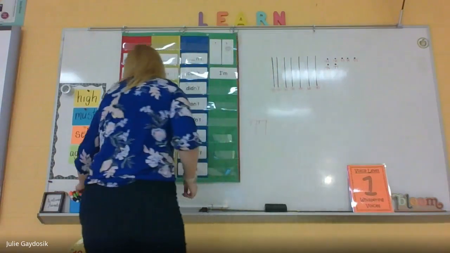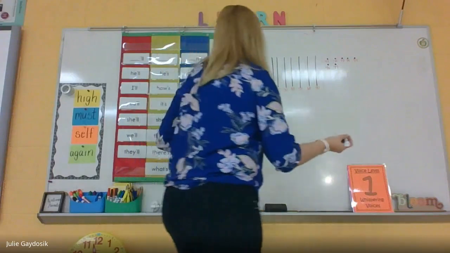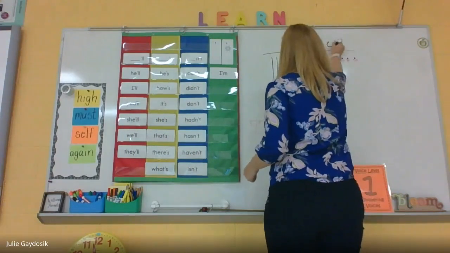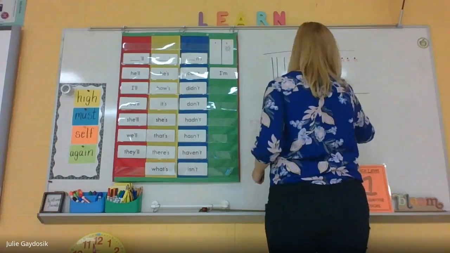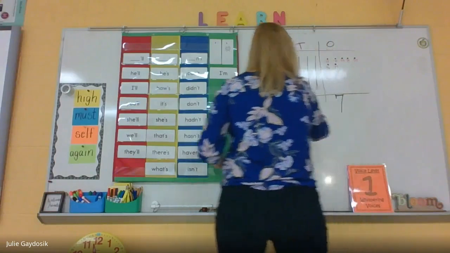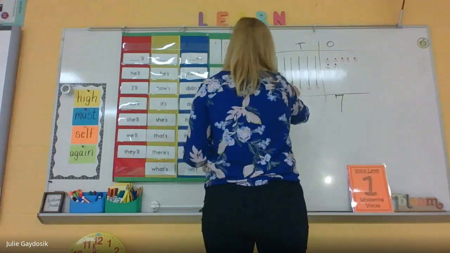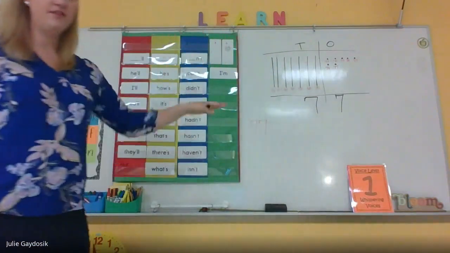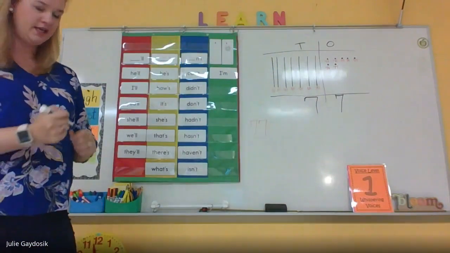Now what I can do is draw that tens and ones chart over it, figure out how many ones I have. 1, 2, 3, 4, 5, 6, 7. Count the tens I have. 1, 2, 3, 4, 5, 6, 7. The number I have is 77. Okay.